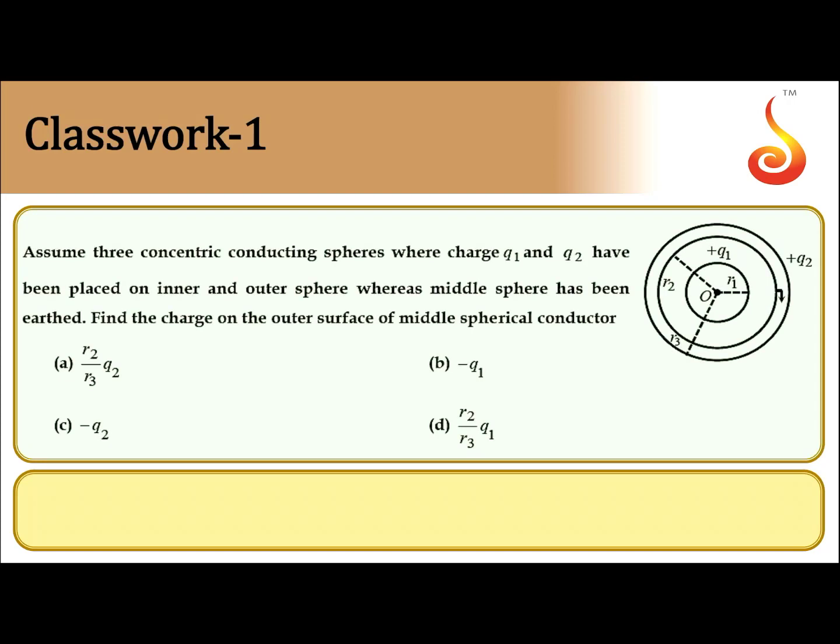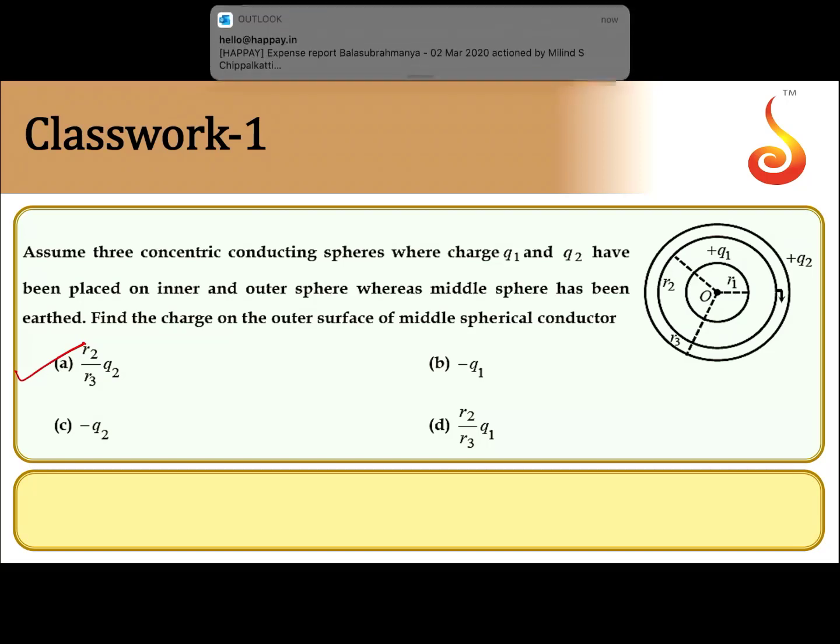So what is our answer? The answer is the charge on this is R2 by R3 into Q2. If I leave out the sign, then A is our correct answer. The charge on the outer surface of the middle conductor, Q, is R2 by R3 into Q2.